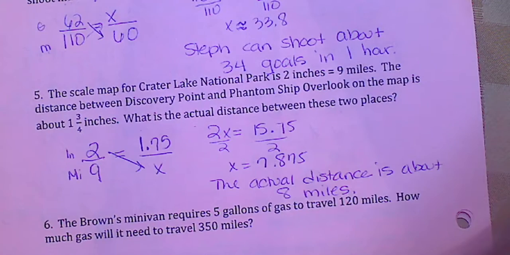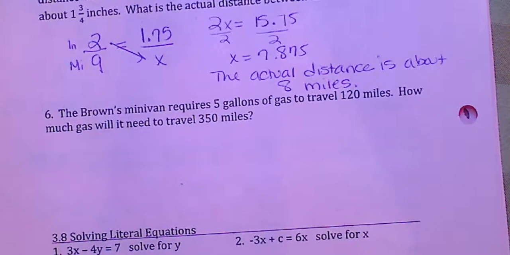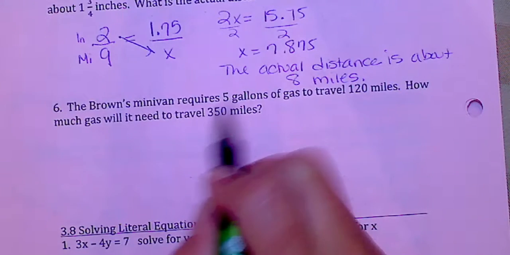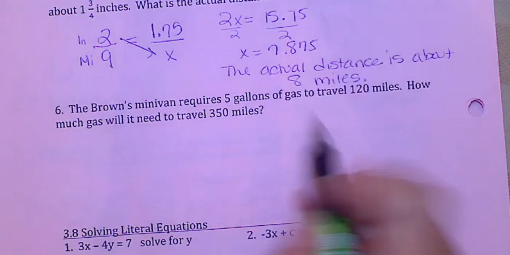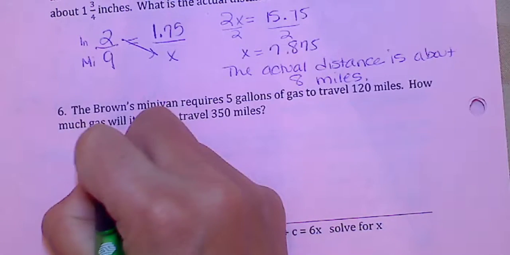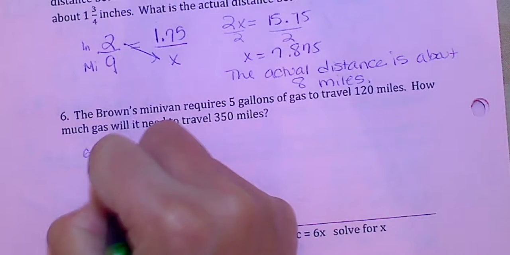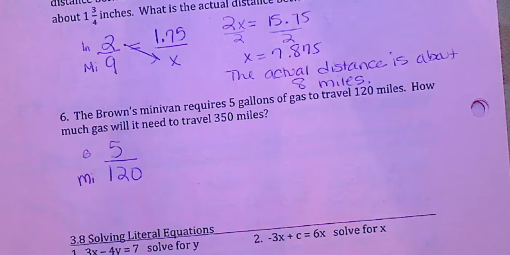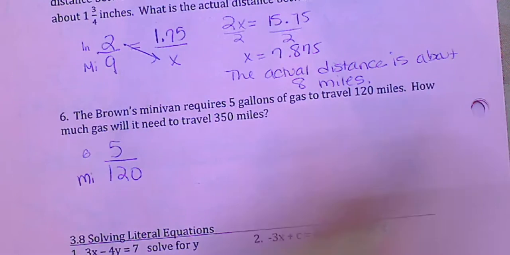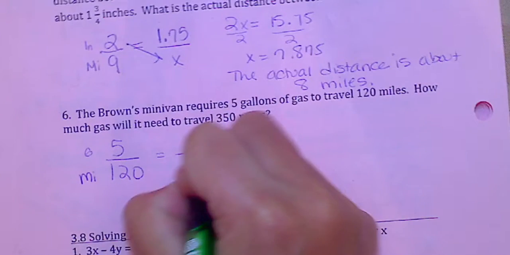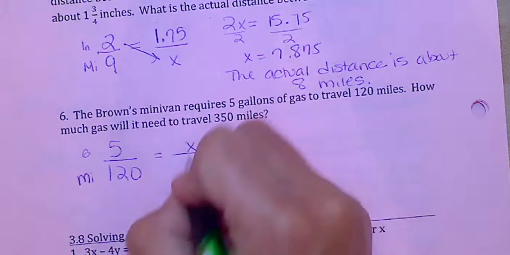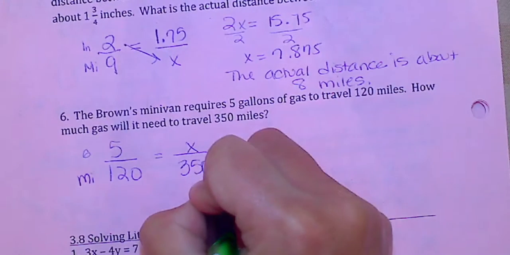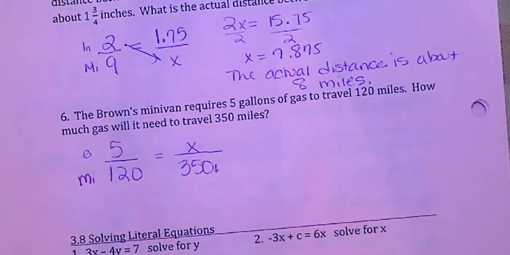All right. The last one, the Browns minivan requires 5 gallons of gas to travel 120 miles. Stop. There's your first one. 5 gallons to travel 120 miles. Okay. How much gas? So the question is, how many gallons of gas will it need to travel 350 miles? Don't write anything else there. All right? And we cross, multiply, and solve.